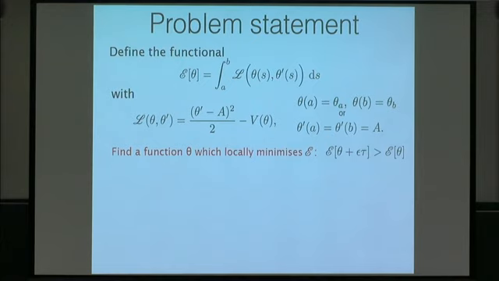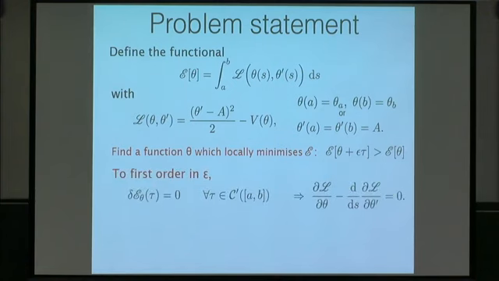Okay? So let me state the problem. I can define a functional, a Lagrangian, in 2 variables, depending on theta and its derivative. And I'm going to assume in this simple case that it's one-dimensional and based on a potential. I can have Dirichlet or natural boundary conditions. I can also have a combination of them. So the problem is to find a function theta which locally minimizes the energy. Okay, so I can expand in epsilon, and to first order obtain the Euler-Lagrange equation.